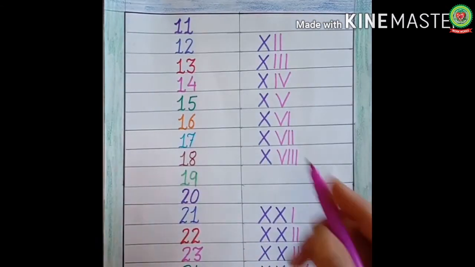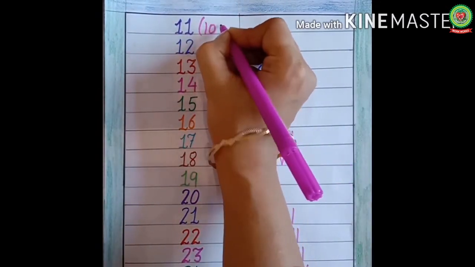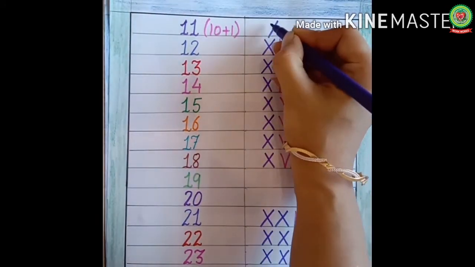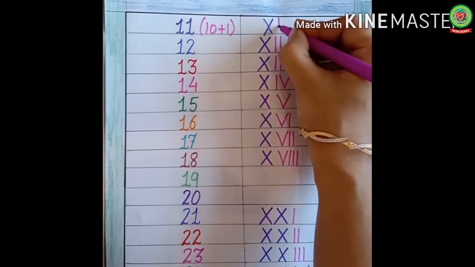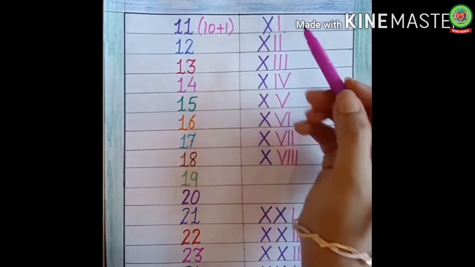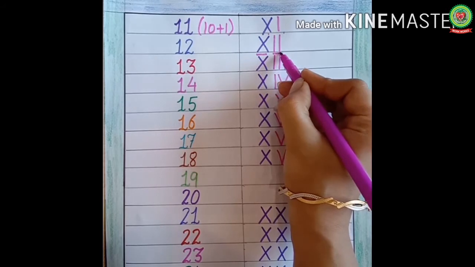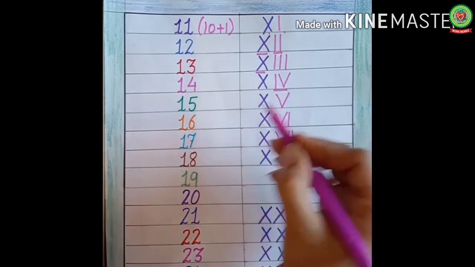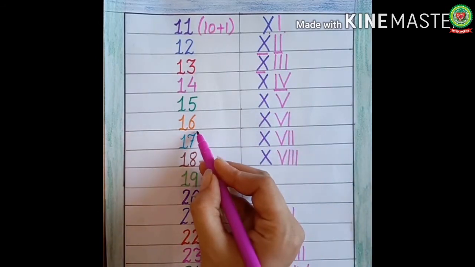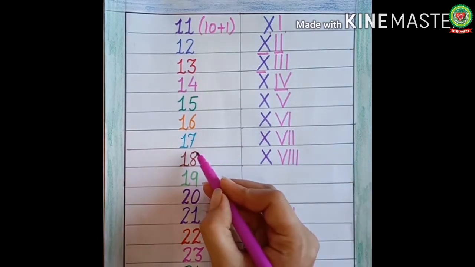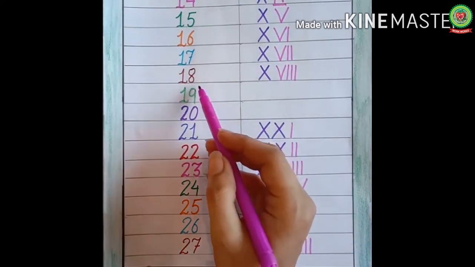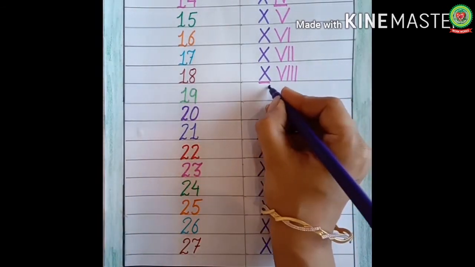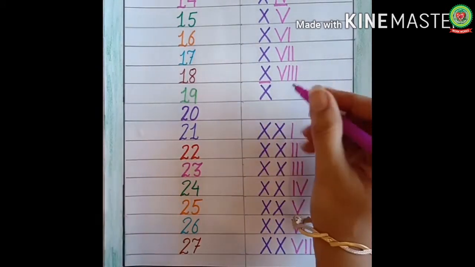Next number is 11. 11 I can write as 10 plus 1. We know that 10 has a symbol X and 1 has a symbol I. So 11 we can write as XI. 12 XII. 13 XIII. 14 XIV. 15 XV. 16 XVI. 17 XVII. 18 XVIII. 19 we can write as 10 and 9, X and IX.